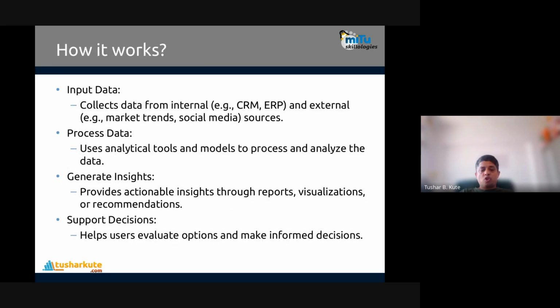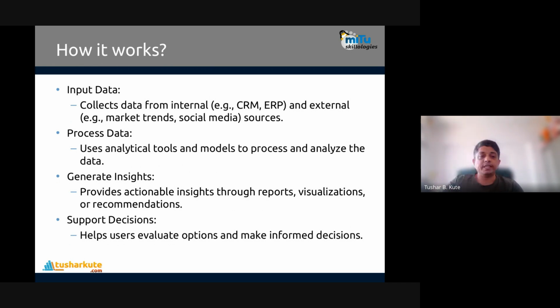Now, how does it work? These are the common steps followed in a decision support system. In alignment with BI, the same process is followed here, but the primary outcome is that decisions are supported. First of all, we have input data, which is collected from various sources like CRM and ERP systems, or external data sources like market trends and social media trends.